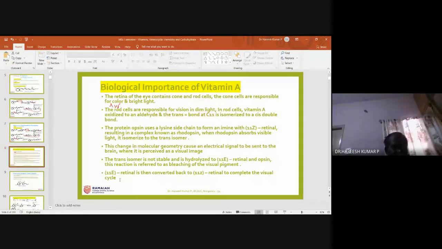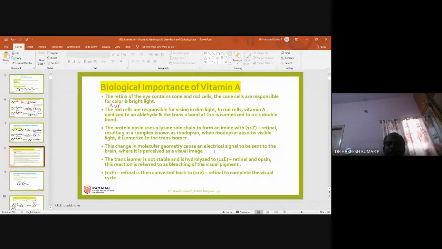At the same time, the double bond at the 11th position is converted into cis. These two changes occur in the rod cell. At this moment, the protein opsin uses the lysine amino acid side chain to form a bond with the oxidized form of retinol, and this formation is called rhodopsin.